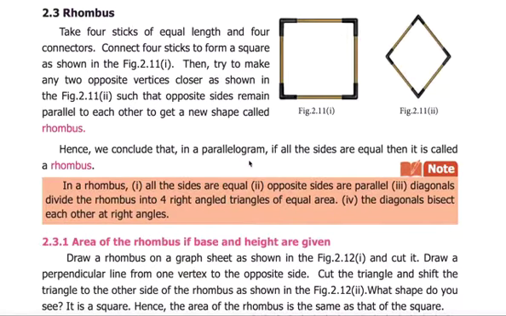Hi guys, let's start the second part of lesson 2 of 7th standard mathematics. Now we are going to look at the rhombus. If you take 4 sticks of equal length and place them like this, then it forms a square, right? The angle between any two adjacent sides is a right angle.